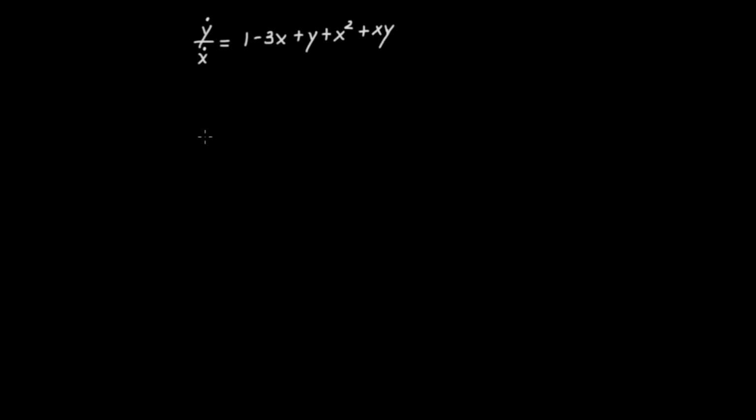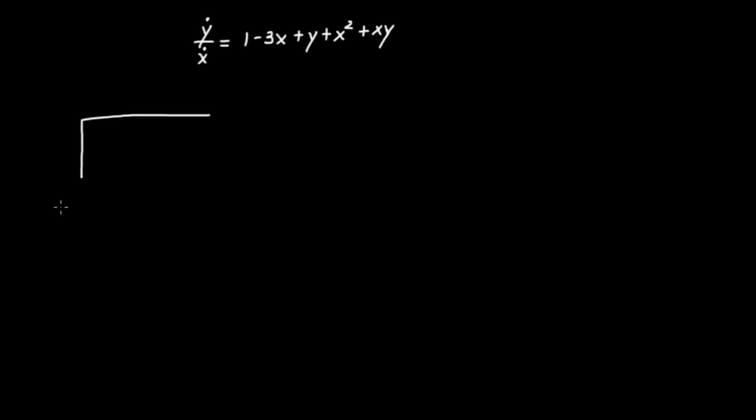I'd like to show you one last example using that tabular method that Newton uses, how to solve the following differential equation, which Newton talks about in the text, which is y dot over x dot is equal to 1 minus 3x plus y plus x squared plus xy. And let me show you how we're going to write out this table.